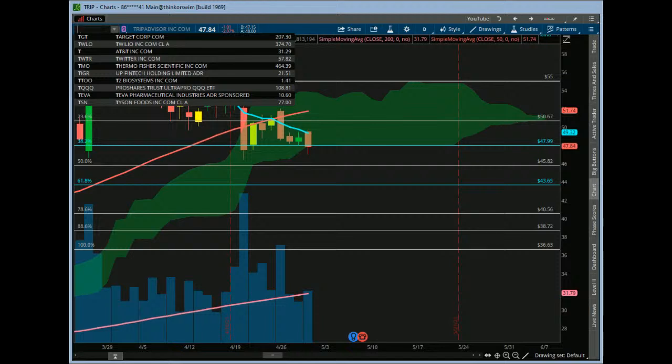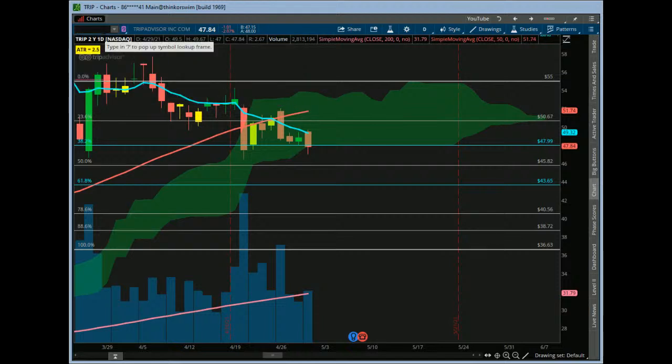Of course, if it does start to work its way up, watch what kind of volume you get going back into the cloud, in the daily cloud there. So good stuff there.